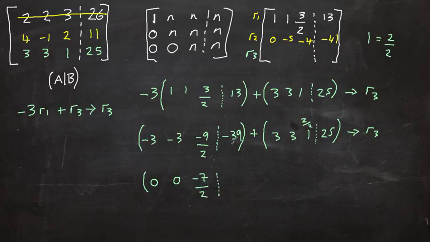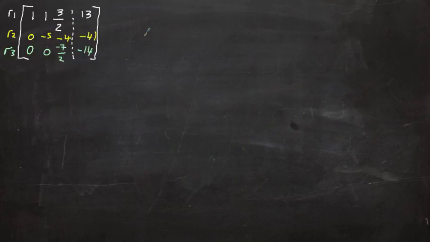And then we need to add minus 39 plus 25, or 39 take away 25 is 14. So minus 39 plus 25 is minus 14. We said we're going to put that as the new row 3. So let's do it. 0, 0, minus 7 over 2, which is minus 3.5, and minus 14. So what we've now got is what we wanted.